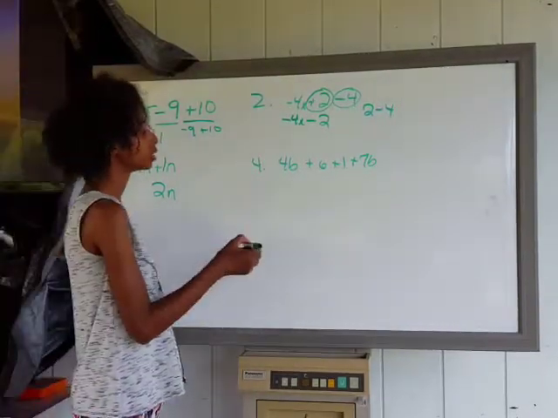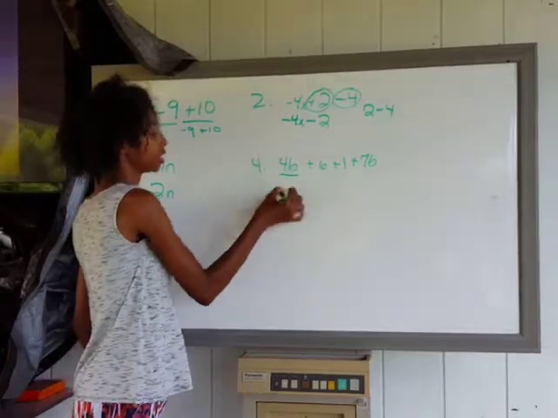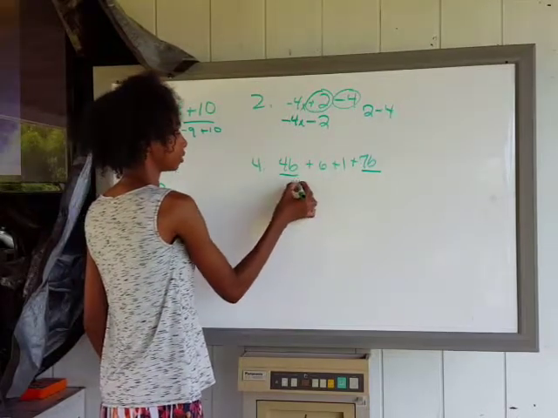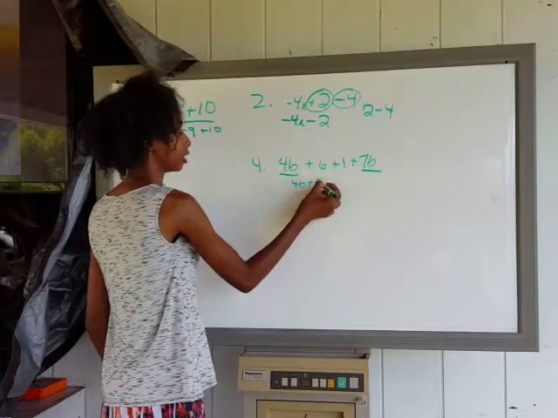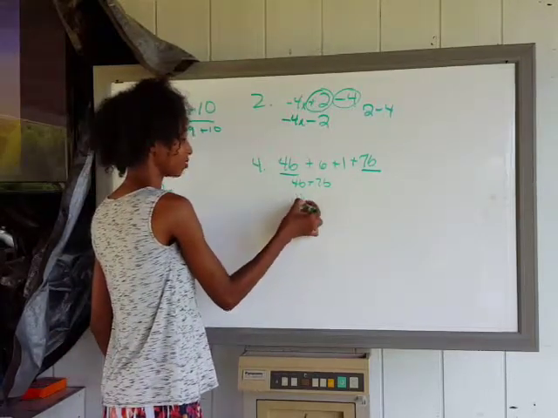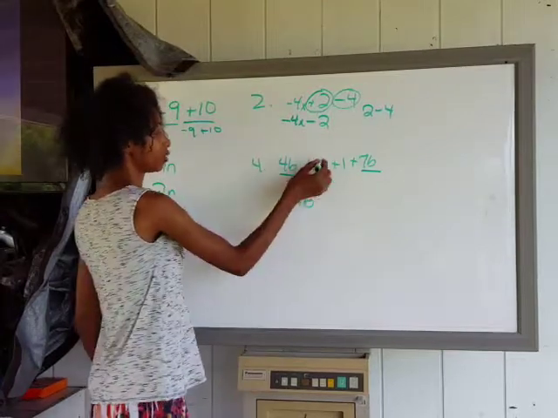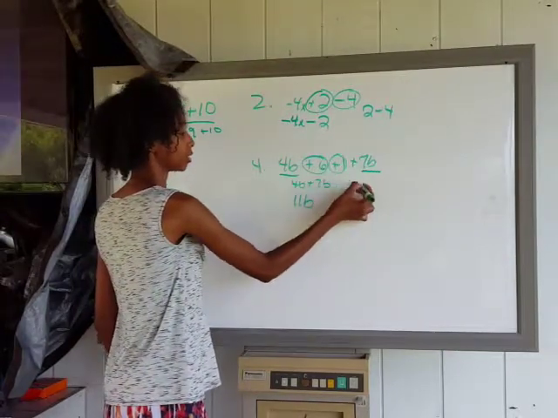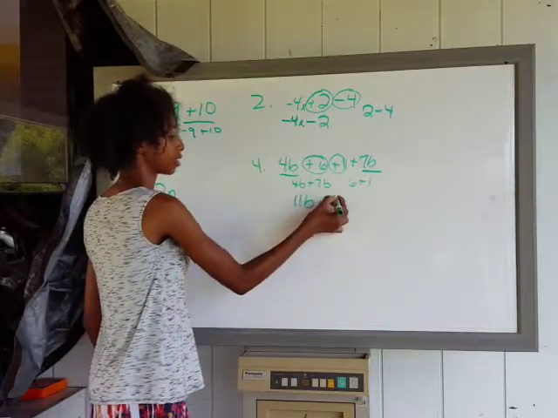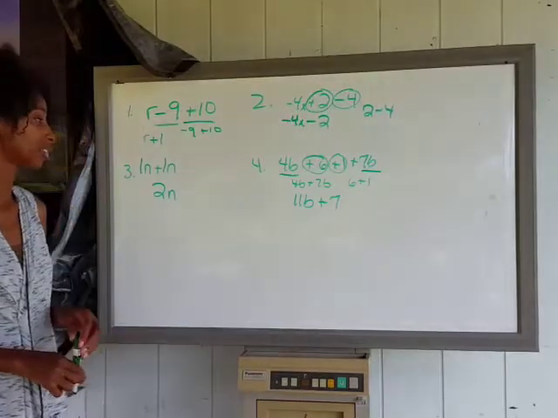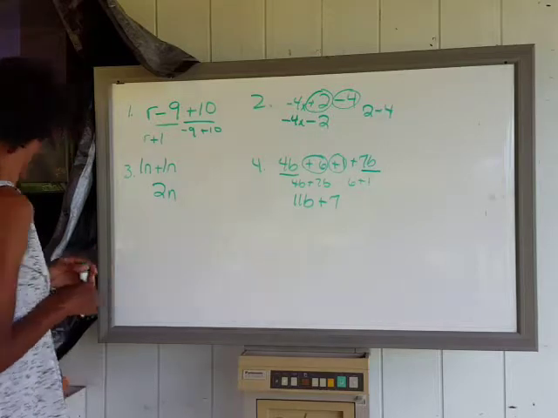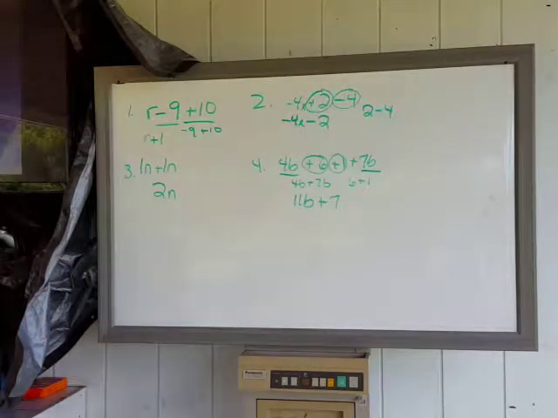And then this one, we have 4b, and we have another b, so 7b. They're both positive. So we have a 4b and a positive 7b. 7 plus 4 is 11. 11b. And so then we have a positive 6 and a positive 1. So 6 plus 1 is positive 7. That leaves us with 11b plus 7. Did you get that 7 right?